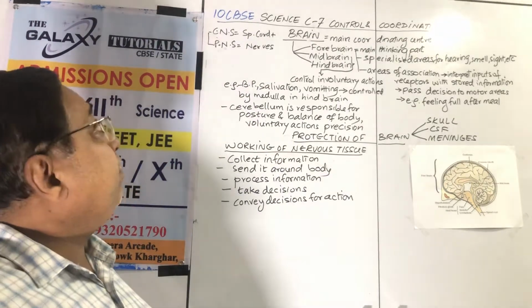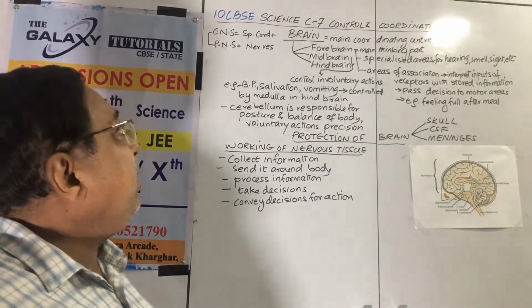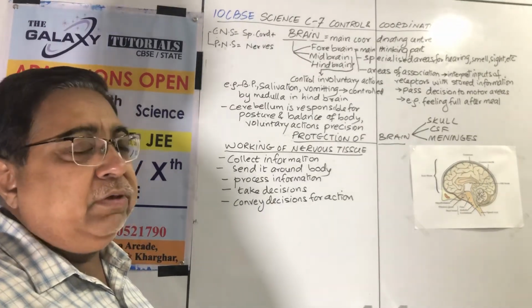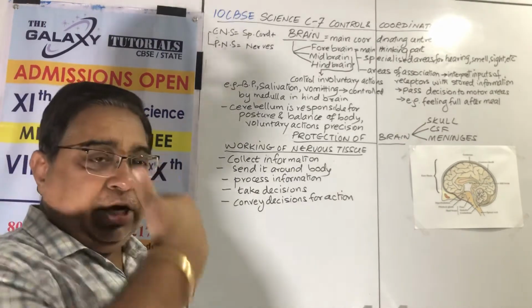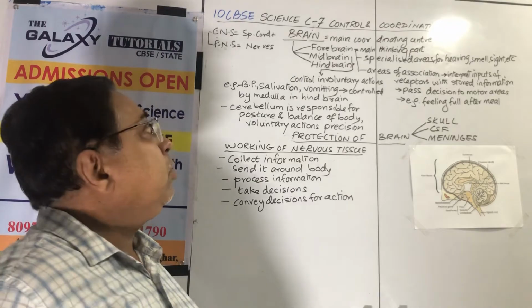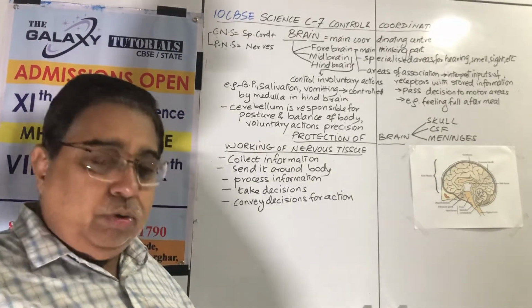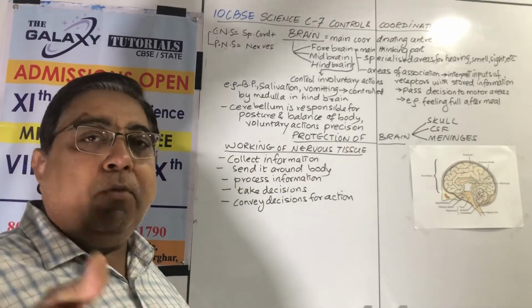Our system is made up of the CNS, Central Nervous System, and the PNS, Peripheral Nervous System. Central lies in the center of the body, from head to, we don't have a tail, okay? And peripheral are the nerves which come out of it and go to every part of your body. Periphery means border, outside.